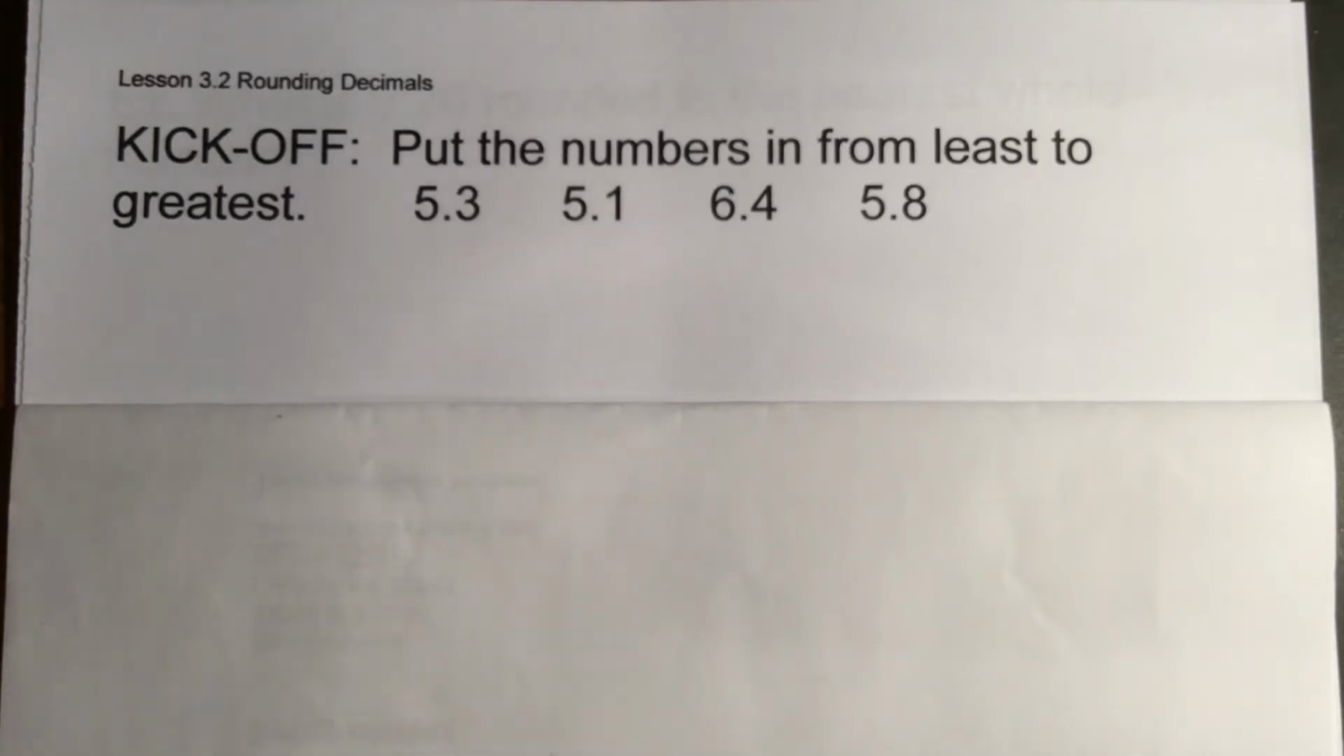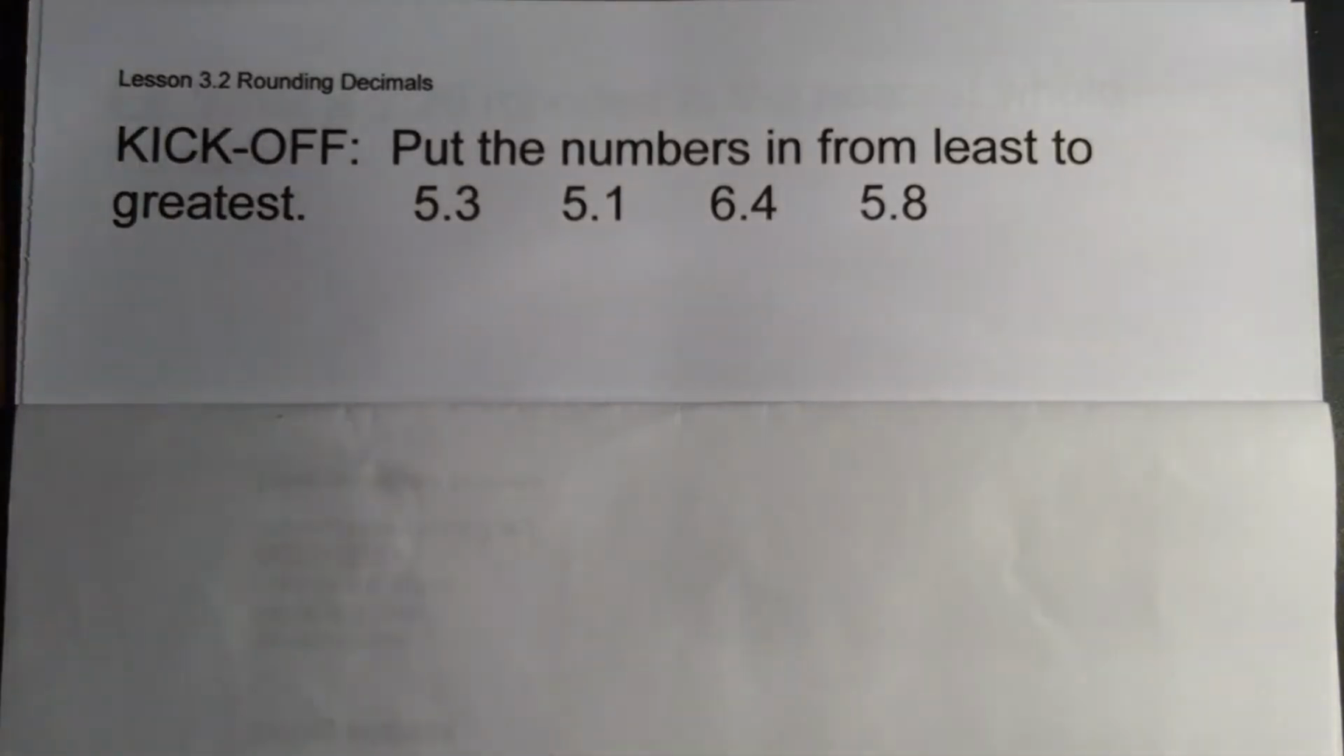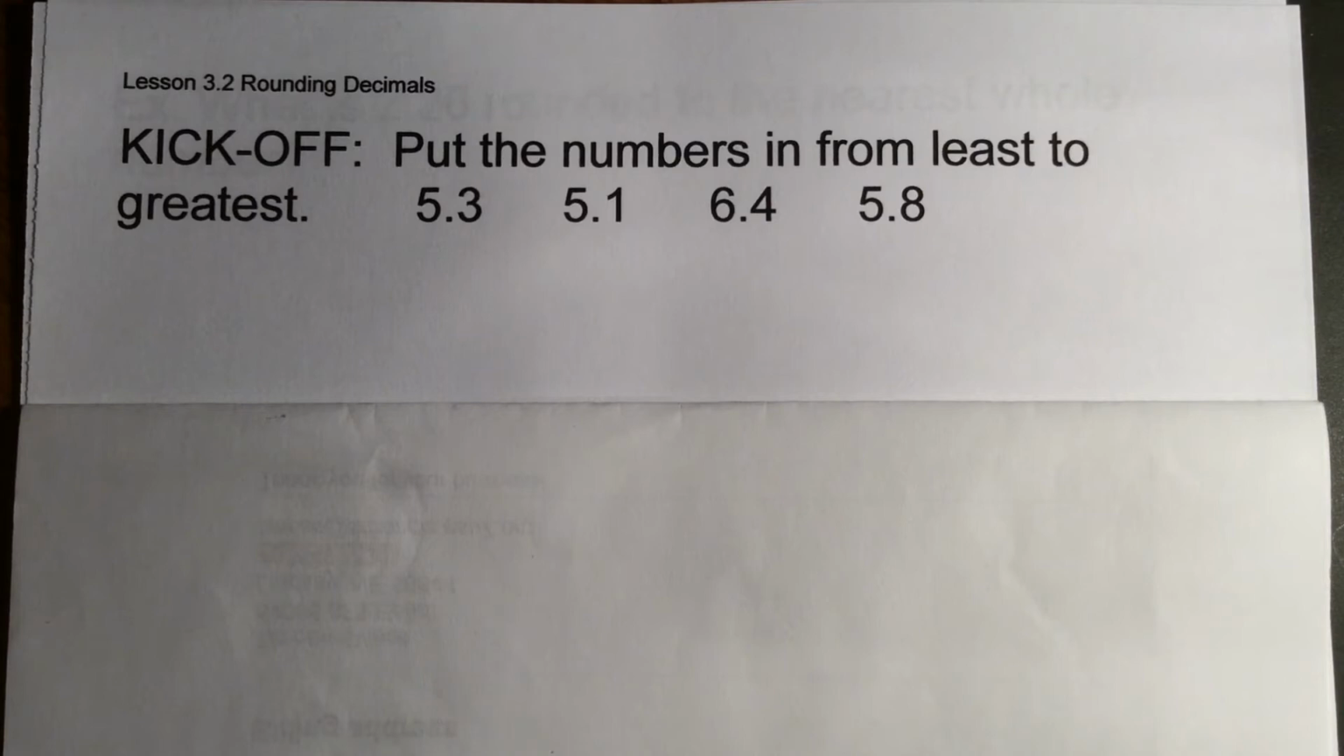All right, so continuing through chapter 3. Last time we looked at comparing and ordering integers, so we looked at which one is bigger and which one's smaller. Starting with that kickoff here: put the numbers in order from least to greatest.